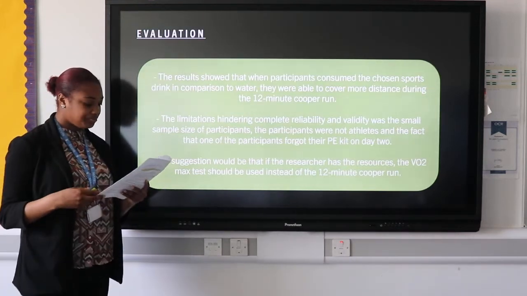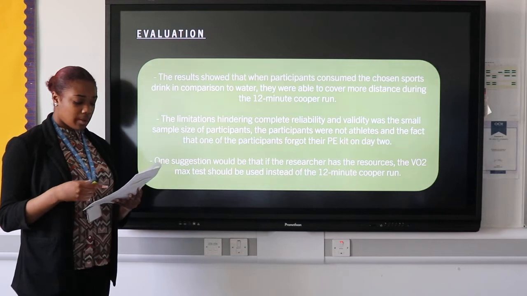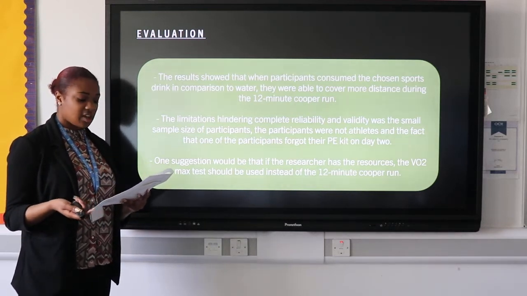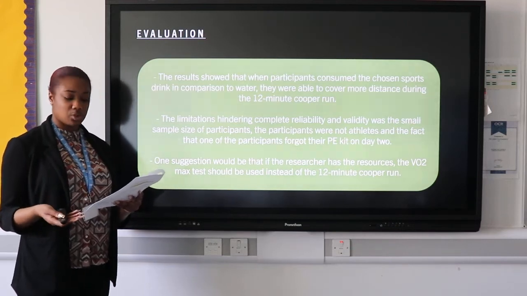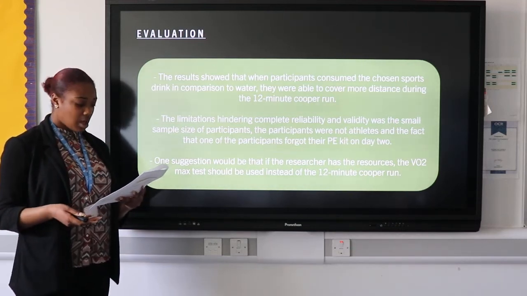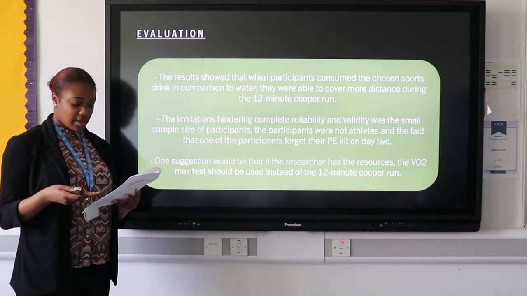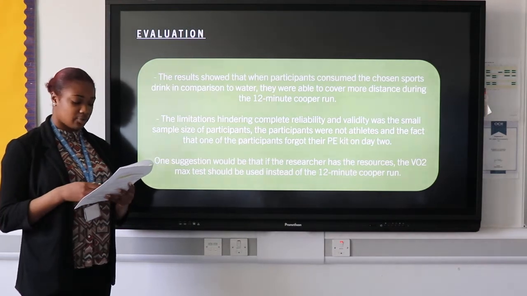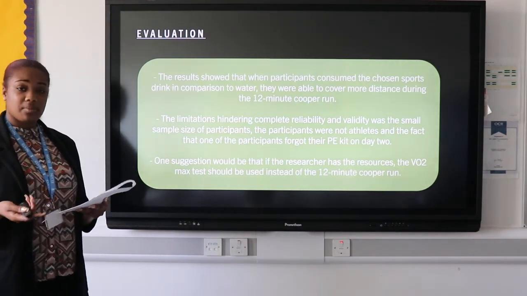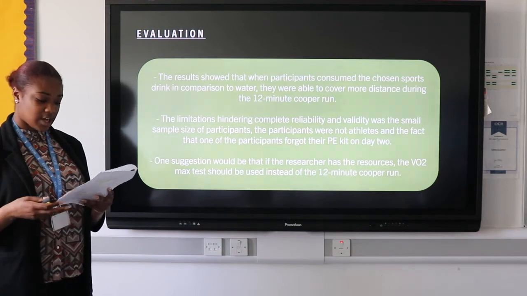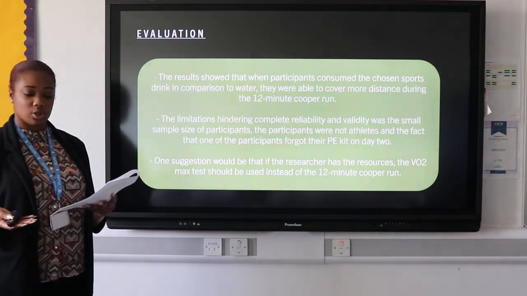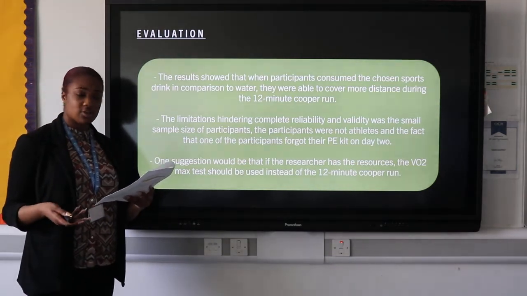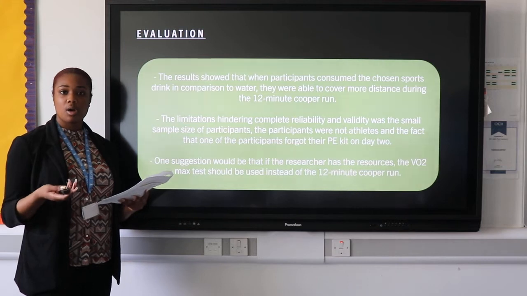My evaluation. The results showed that when participants consumed the chosen sports drinks in comparison to water, they were able to cover more distance in the 12-minute Cooper run. This proves that sports drinks can help athletes run for longer periods of time without becoming tired or fatigued, because they are able to prevent dehydration and replace electrolytes which are lost through sweat, and also provide carbohydrates which enhances the glycogen storage, which will allow them to run for longer.